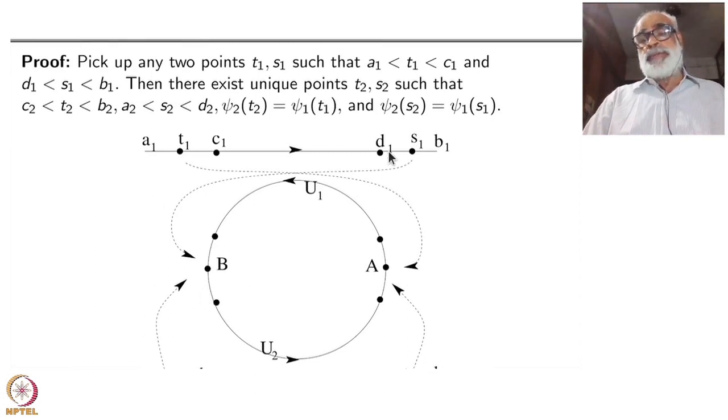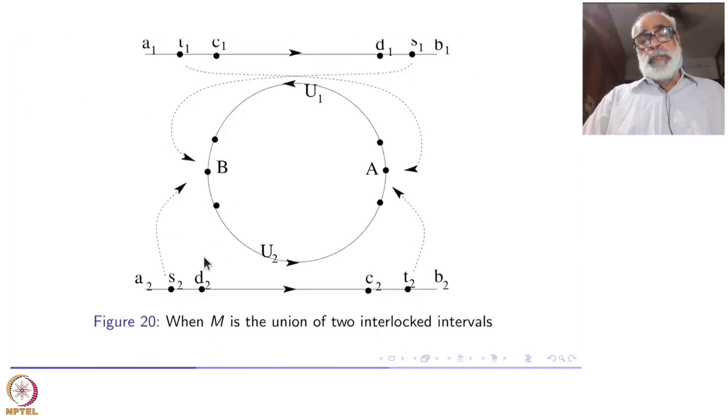Psi1 inverse of B is D1 to B1. Similarly, Psi2 inverse of A is C2 to B2 and Psi2 inverse of B is A2 to D2. Not only that, when you come from here, you go to here by inverse image, that is Psi1 inverse. If you first come by Psi1 here and then take Psi2 inverse here, you get a homeomorphism from A1 C1 to C2 B2. That must be order preserving.